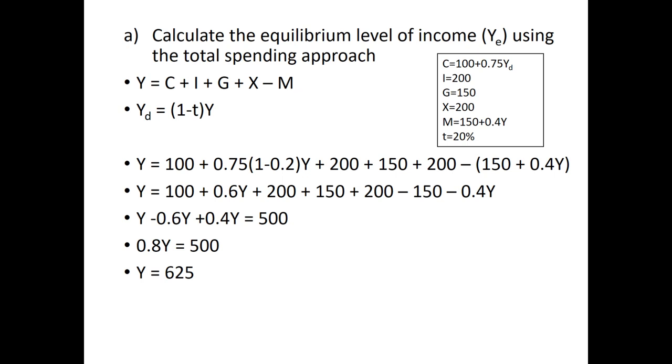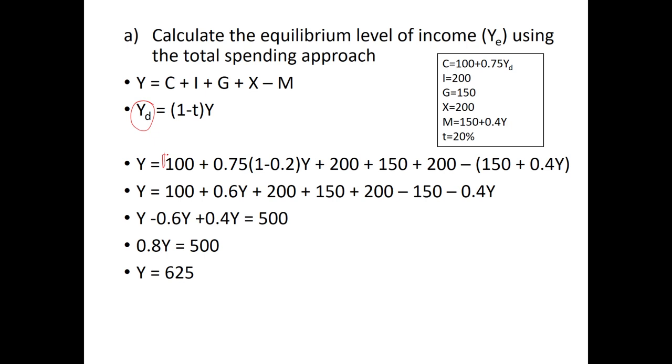Now, first step is to realize that disposable income over here means that's the money that's left after you've paid tax. So 1 minus the tax rate multiplied with the income level gives you the disposable income. So that's what you need to keep in mind. From there on, you just populate your equation down here.